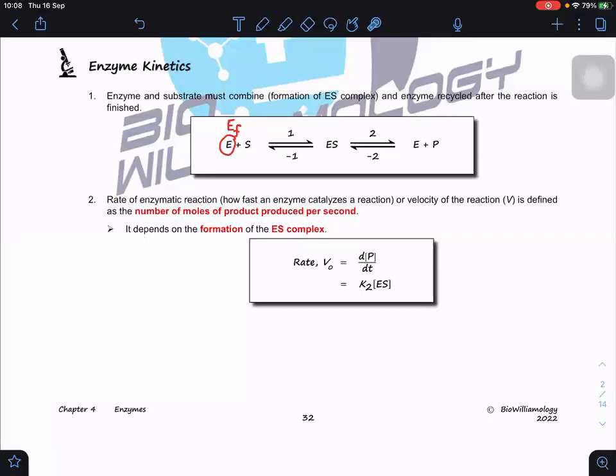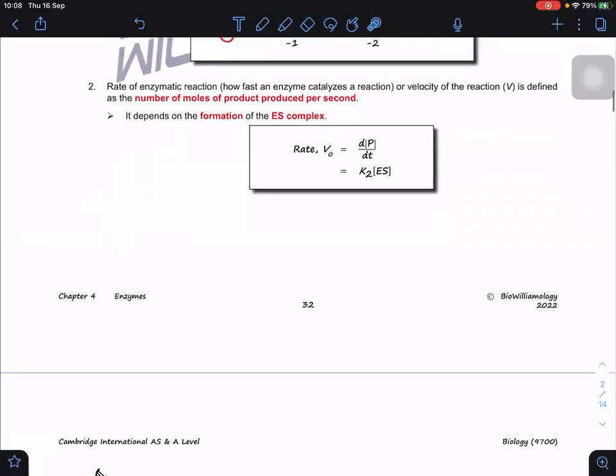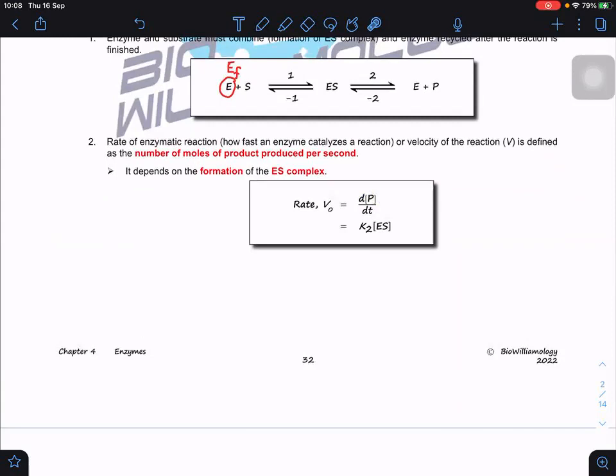Are you clear? Okay, and then we do know that for any rate of reaction we can use delta P or dP over dt. Now, what does dP over dt mean? dP over dt basically means how fast products can be formed. So it's measured by the number of moles of product formed per second. And how fast products can be formed totally depends on how fast I can form the ES complex. Correct or not? If I have a high concentration of ES complex, I can predict that I will have high products formed per unit time.